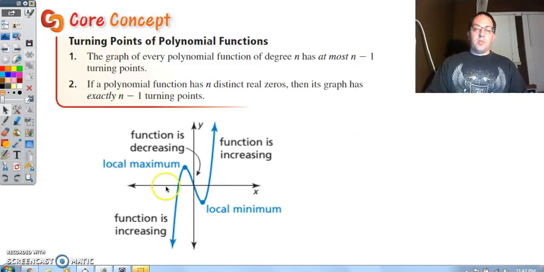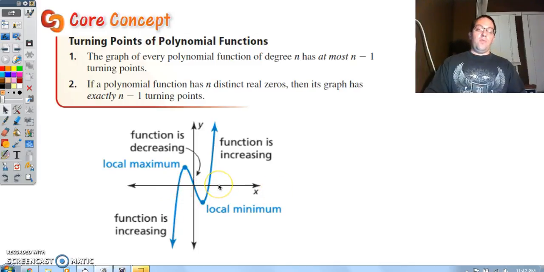So for example, this could be a third degree function, right? It could be cubic. And so it would have 3 minus 1, so 2 turning points. Here's one turning point. Here's one turning point. It might have less than that. Don't know. But it can't have more than that.